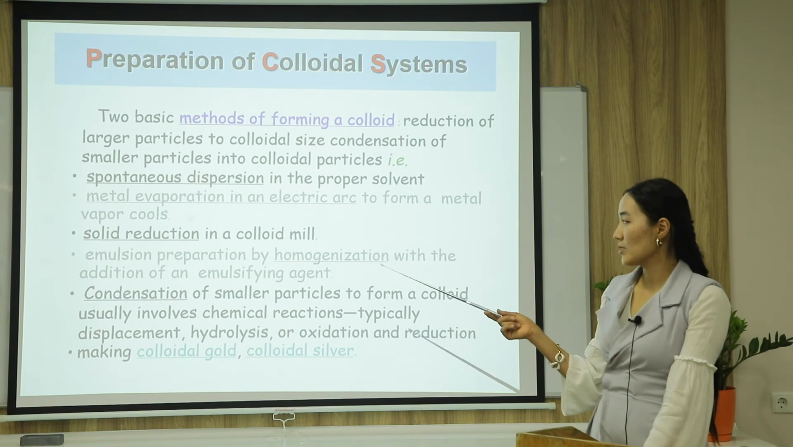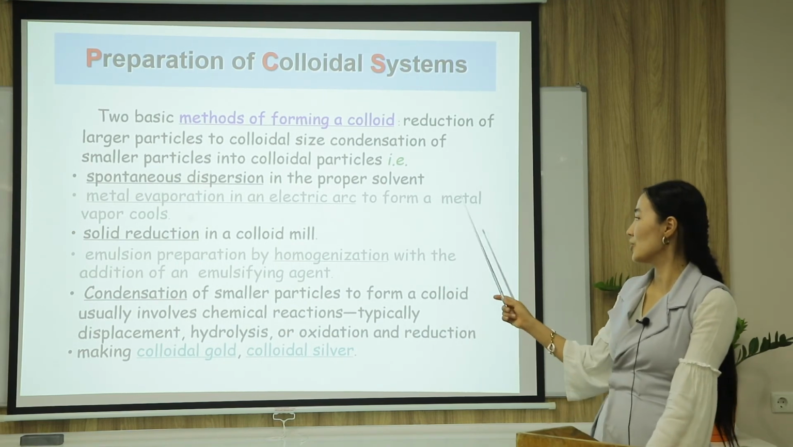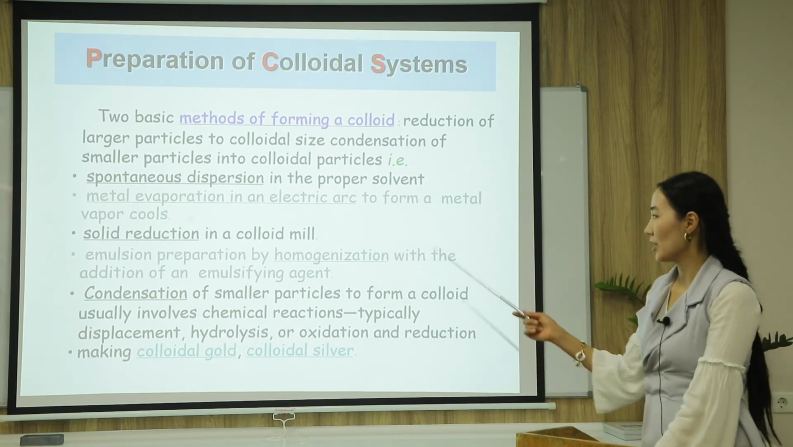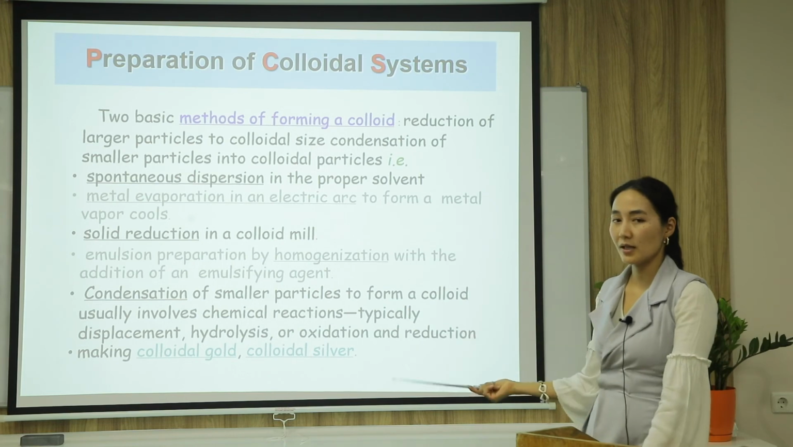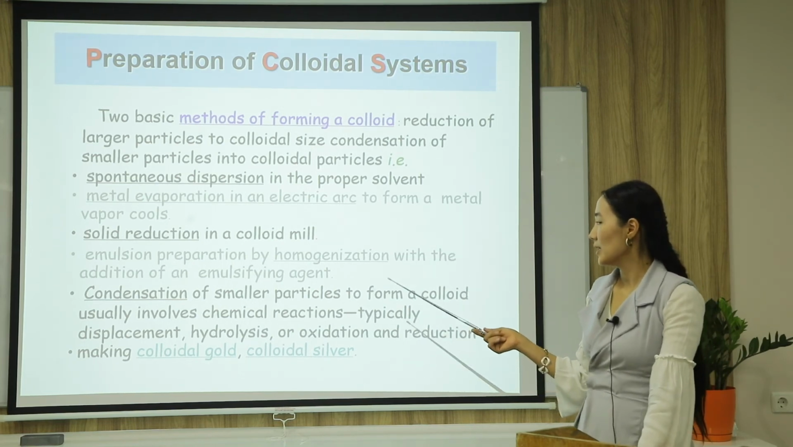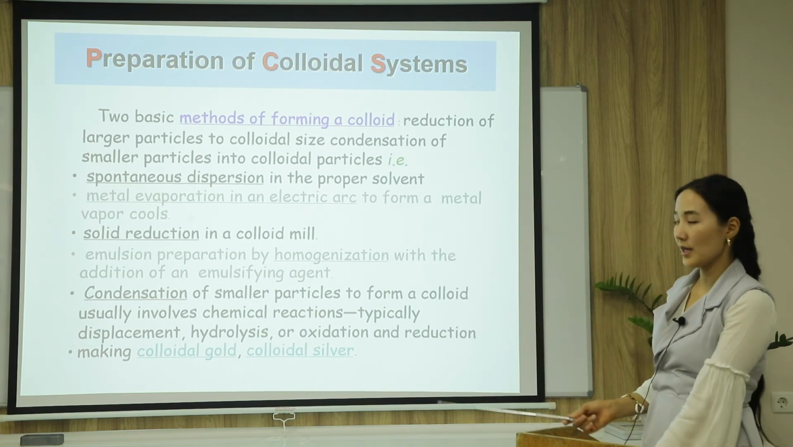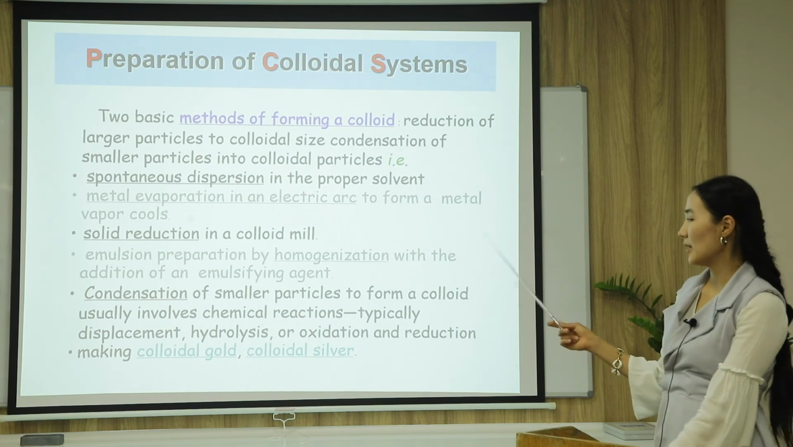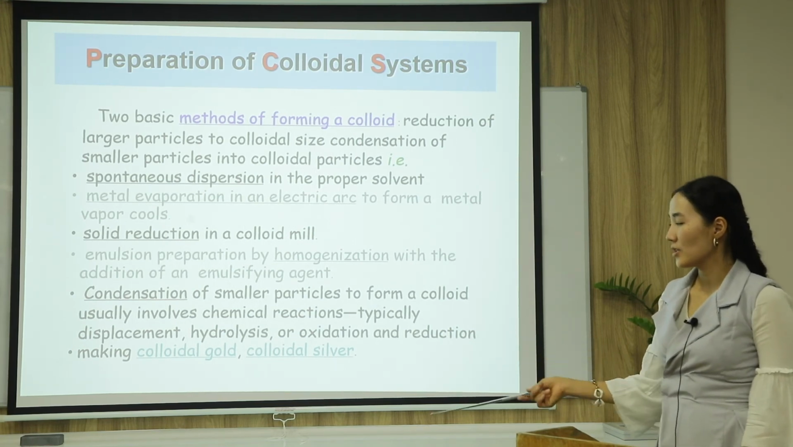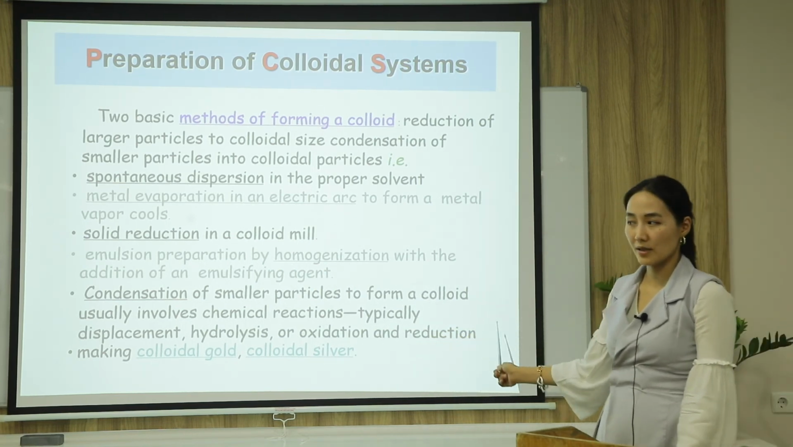Another one is solid reduction in a colloid mill. Emulsion preparation is done by homogenization with the addition of an emulsifying agent. For the homogenization, for example, we can see liquid-liquid or solid-solid. The second method is condensation of smaller particles to form a colloid, which usually involves chemical reactions, typically displacement, hydrolysis, or oxidation and reduction. This process is used for making colloidal gold and colloidal silver.